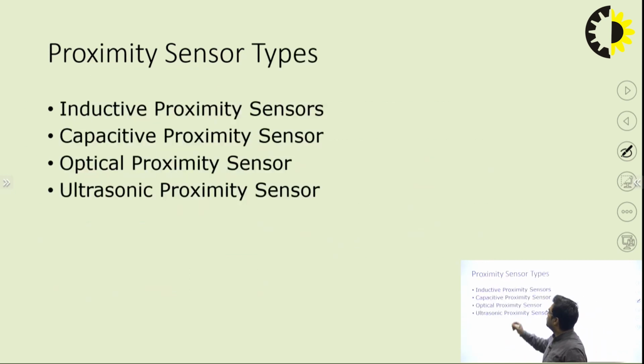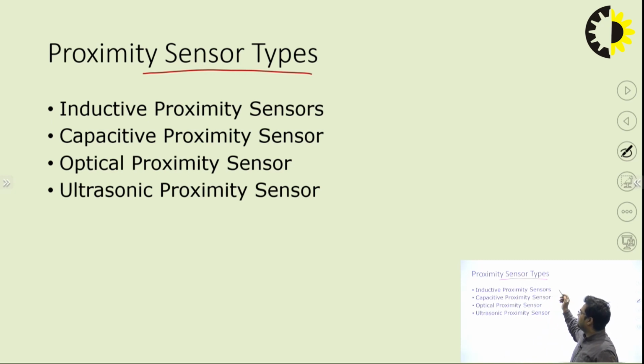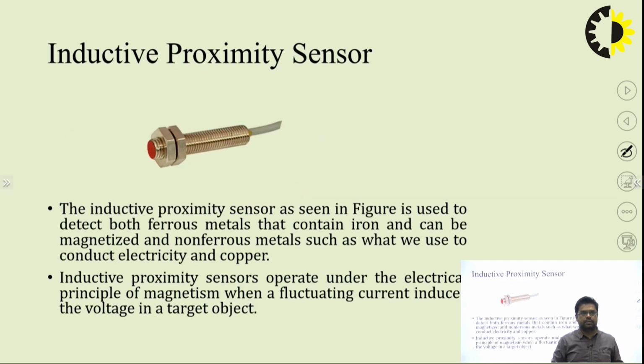Now, proximity sensor types. What kinds of proximity sensors are there? Based upon their working and the range they measure, they are classified as inductive proximity sensors, capacitive proximity sensors, optical proximity sensors, or ultrasonic proximity sensors. So, these are the different types of proximity sensors.